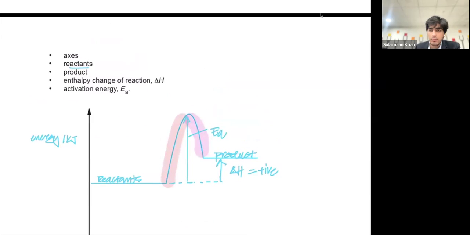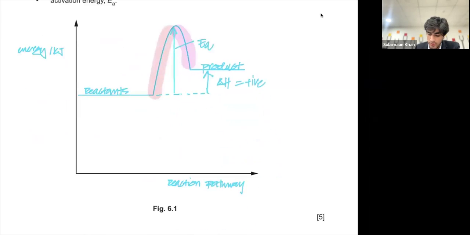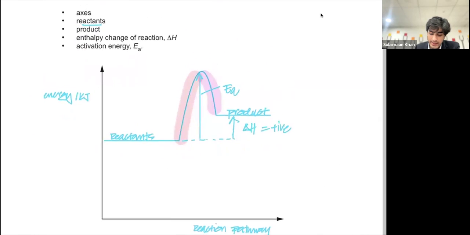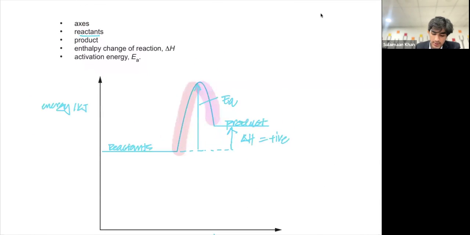Free marks, everybody, free marks. Five marks for literally nothing. One mark for this, one mark for this, two marks, three marks, four marks, and five marks.